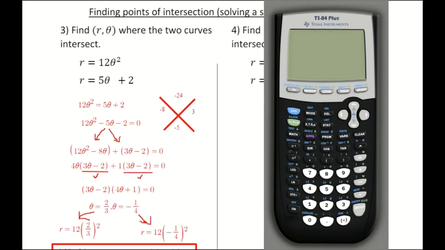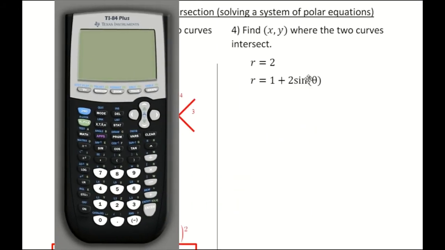Now, this one's going to be a little bit easier, at least the first part will be, because one of the functions is just r equals 2. Let me get this calculator out of the way. All right, so we've got r equals 2. And so that's just going to be a circle with a radius of 2. And then we've got r equals 1 plus 2 sine theta. And it says find the xy point where the two curves intersect.